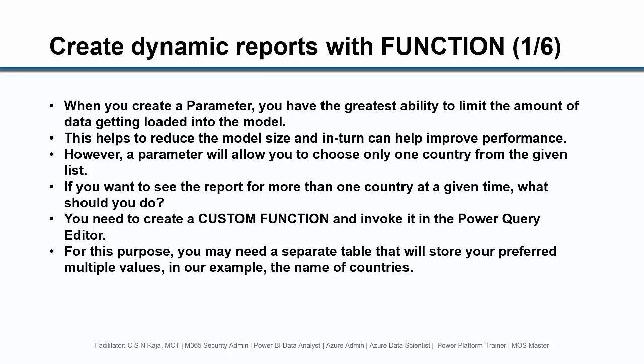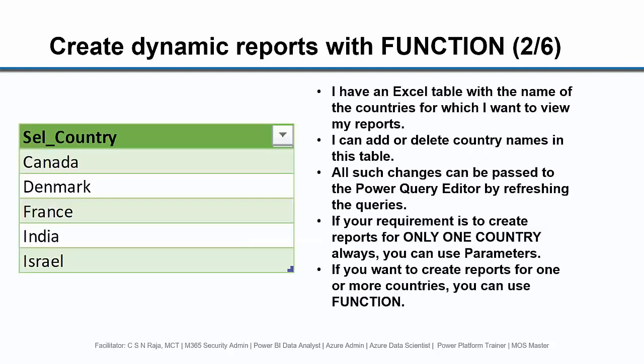If you want to see the report for more than one country at a given time, what should you do? You need to create a custom function and invoke it in the Power Query editor. For this purpose, you may need a separate table that will store your preferred multiple values. In our example, the name of countries. Let us say I want to see the reports for Denmark, France as well as Italy. For that purpose, we need a separate table, something similar to the Excel table with the names of the countries. I can add or delete country names in this table. All such changes can be passed to the Power Query editor by refreshing the queries.